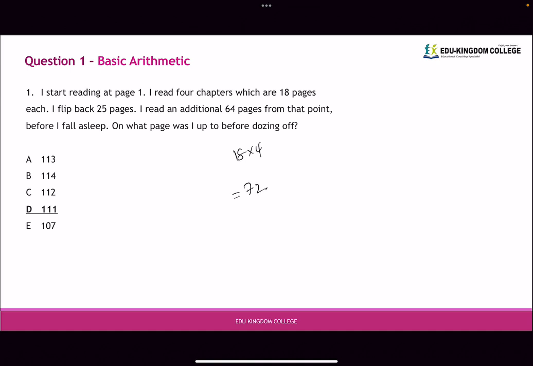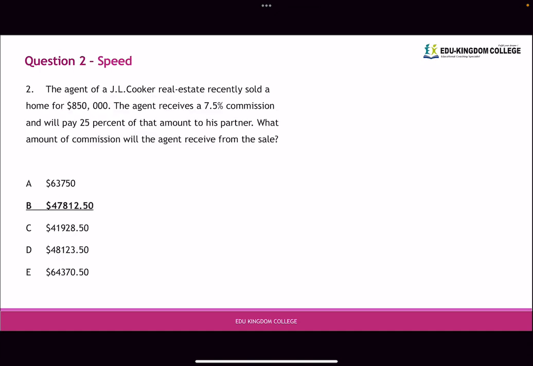I flip back 25 pages. So that's 52 minus 5, so minus 25 equals 47. I hope I'm doing this right. So I read an additional 64 pages, so 107, and then 111. Before I fall asleep, what page was I up to before dozing off? Page 111.